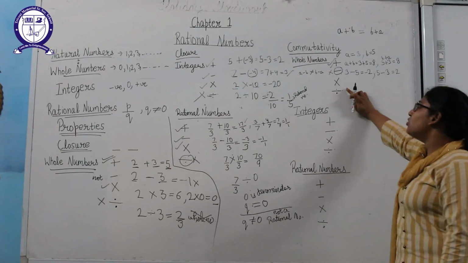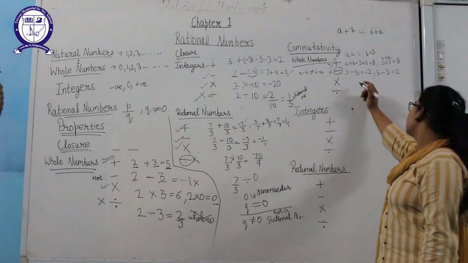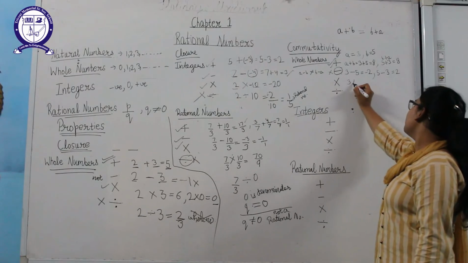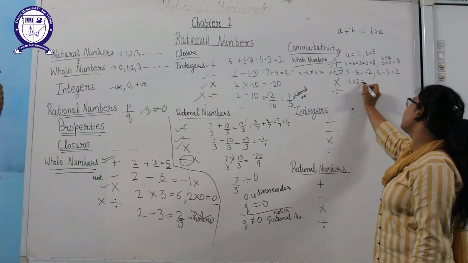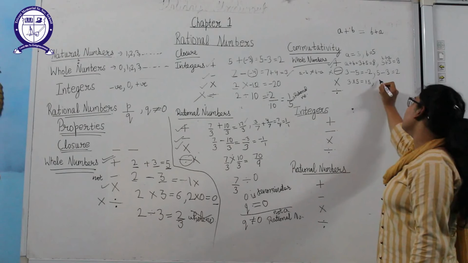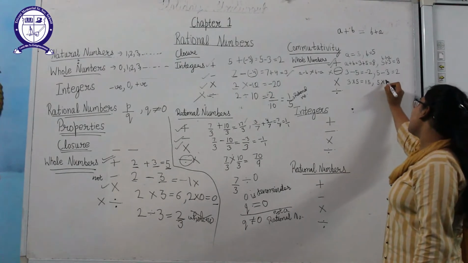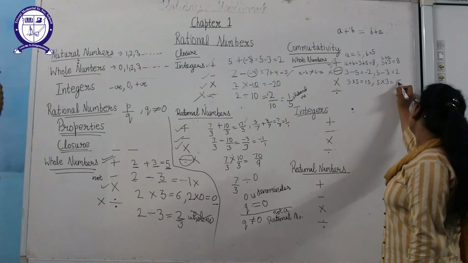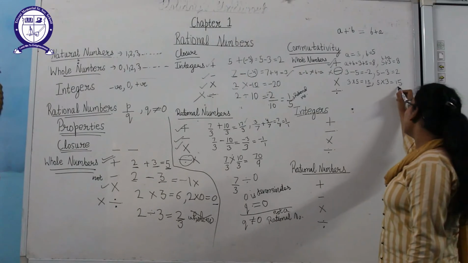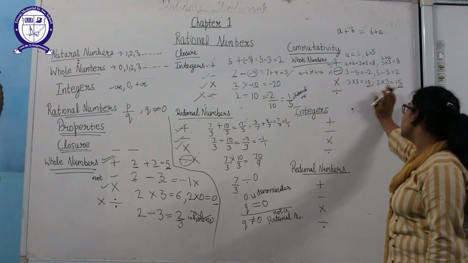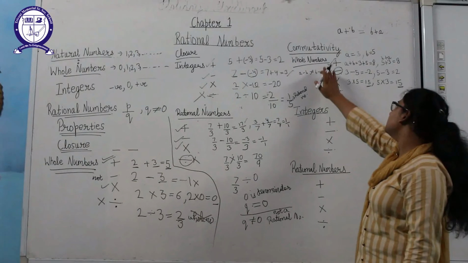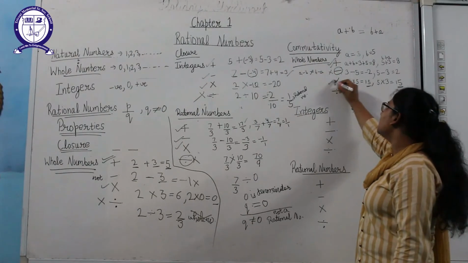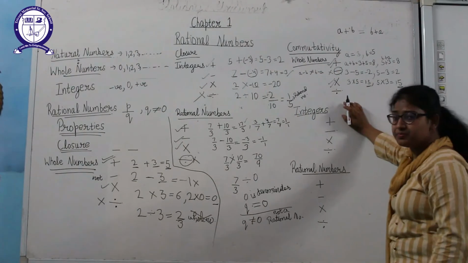Now we will talk about multiplication. We will take these same numbers. If we do 3 multiply 5, we are getting 15. Or if we are doing 5 multiply 3, we are again getting 15. It means we are getting the same answers and we are getting a whole number. So we will say that whole numbers are commutative under multiplication.